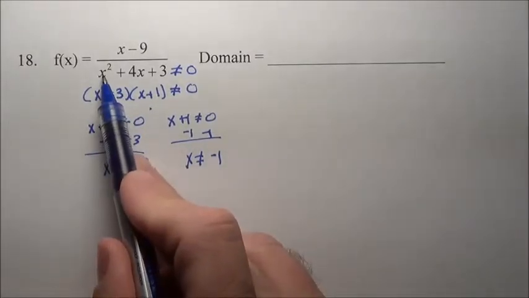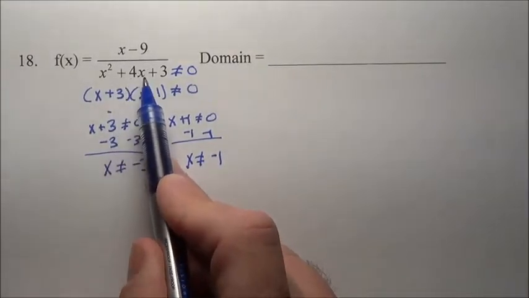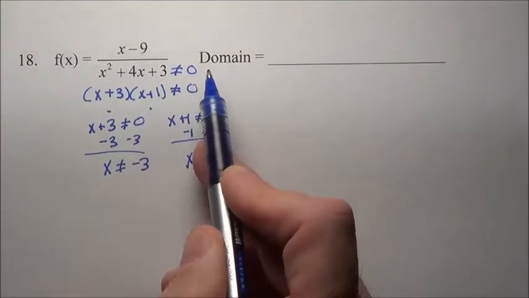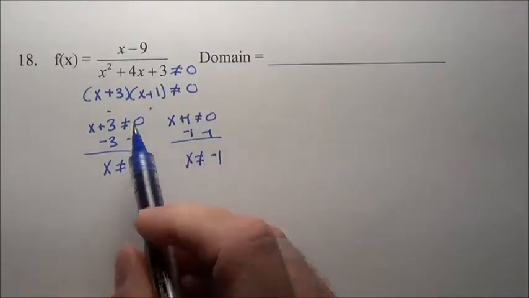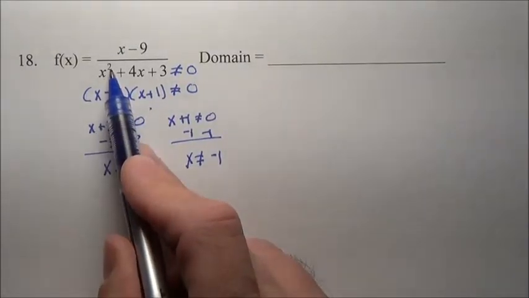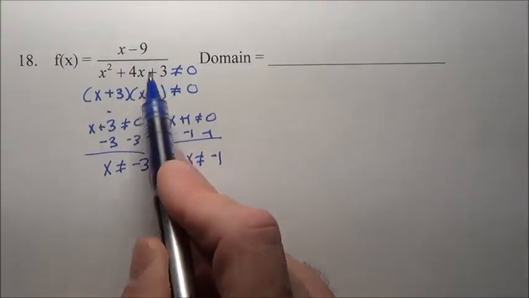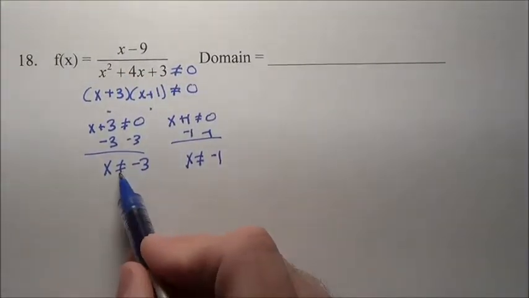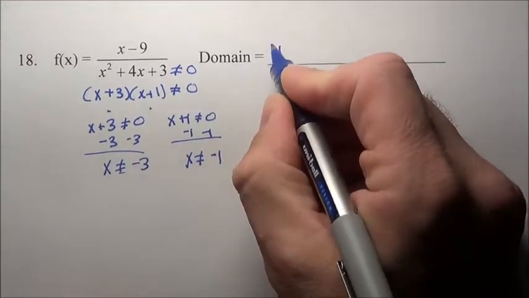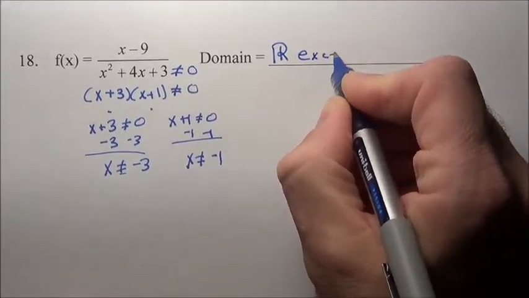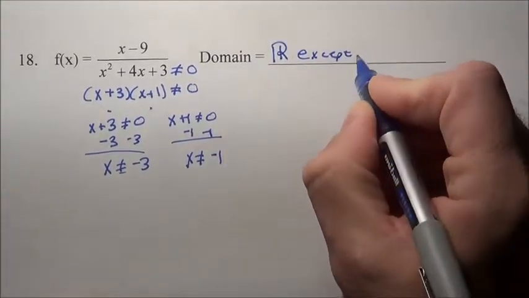If you plug a negative 1 in here, that's going to give you 1 plus negative 4 is negative 3 plus 3 is 0. Oh, we can't have that happen. If you do negative 3 in there, negative 3 squared is 9 plus 4 times negative 3 is negative 12. That's negative 3 plus 3. Oh, can't be 0. The domain in this case, all real numbers. So everybody works except these two guys.